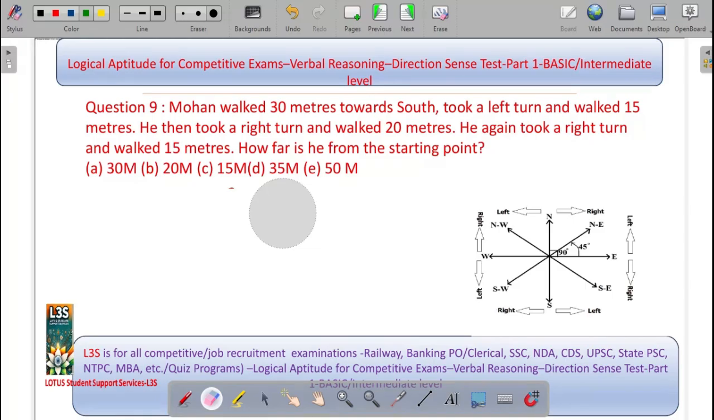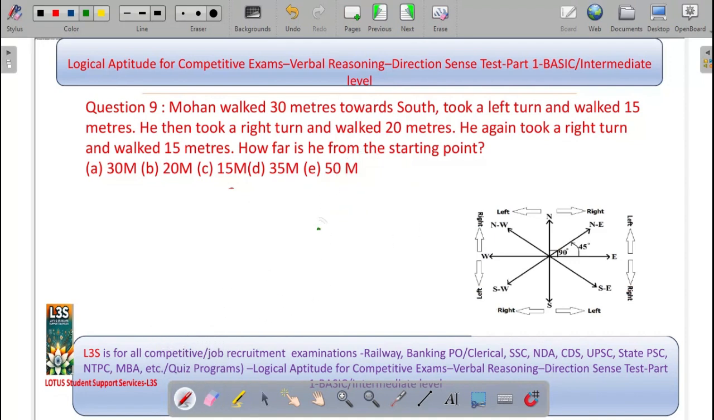Mohan walked 30 meters towards south, took a left turn and walked 15 meters. He then took a right turn and walked 20 meters. He again took a right turn and walked 15 meters. How far is he from the starting point? Let's try this one.